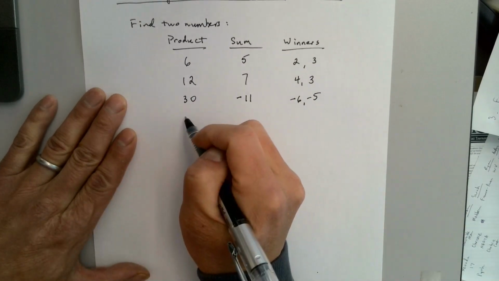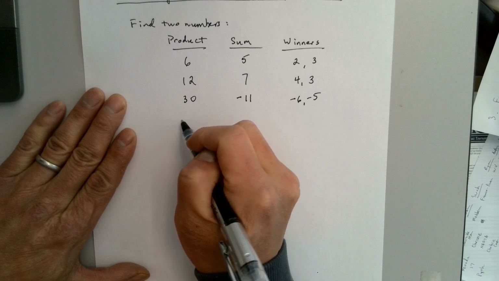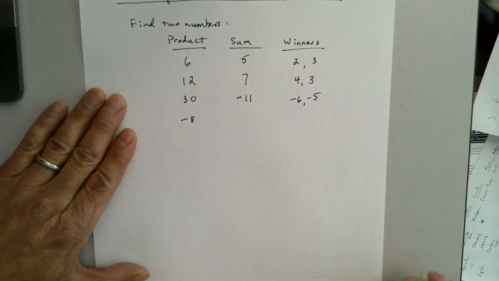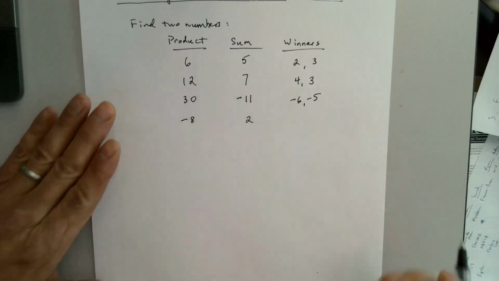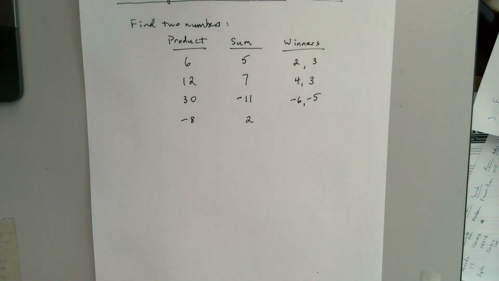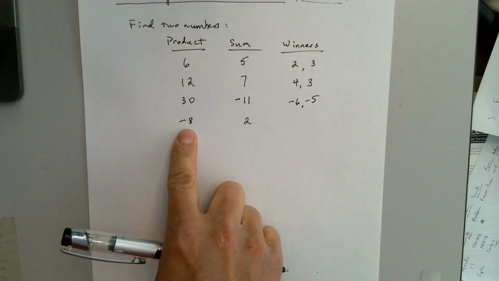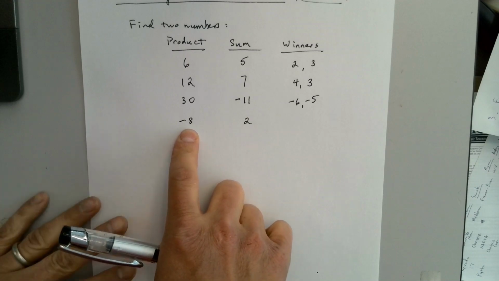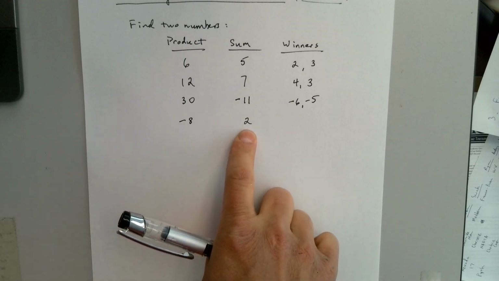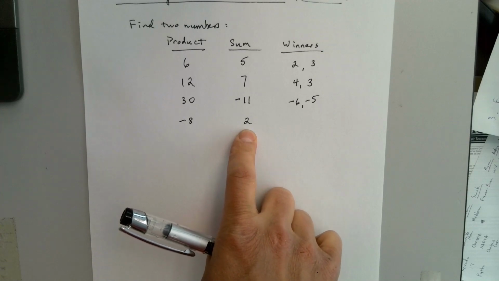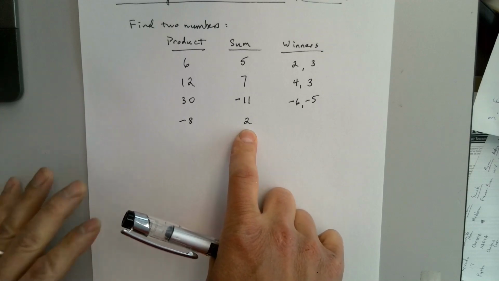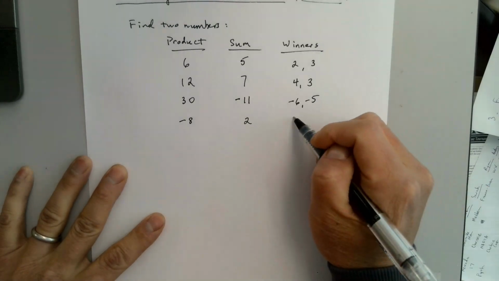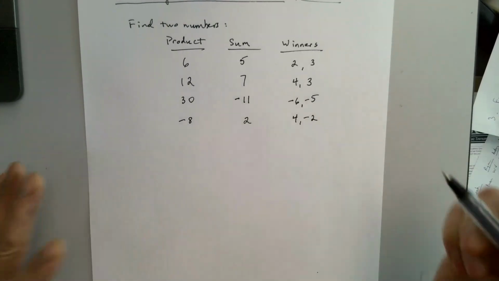Now this time I'm going to make the product negative. So two numbers that have a product of -8 and a sum of 2. Product -8, sum of 2. So that means one of the two factors of -8 has to be negative, the other one is going to be positive. And the sum is 2, so that means the positive one has to have a bigger absolute value. So this time the winners are 4 and -2.